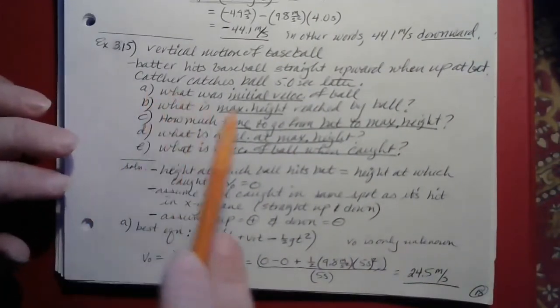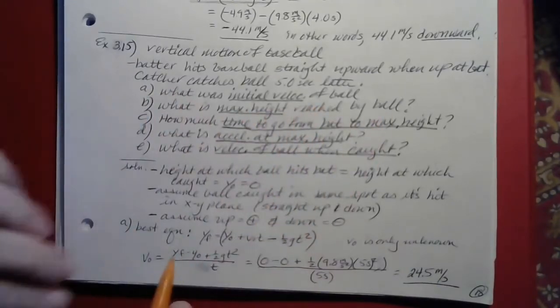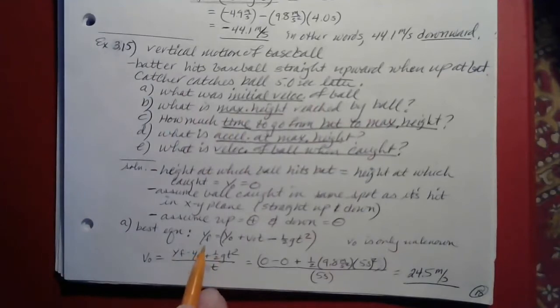Okay, so for part A, what is the initial velocity of the baseball on leaving the bat? The best equation to use would be the one that solves for the final location in terms of up and down. And this is kind of a reminder that you don't always choose the equation that is solved for what you're looking for. Sometimes, in fact very often, you have to look at what's in the equation and choose the equation for which you know everything except one thing.